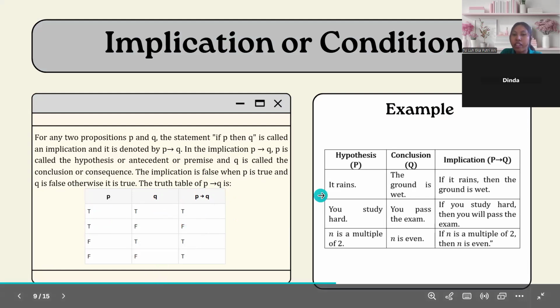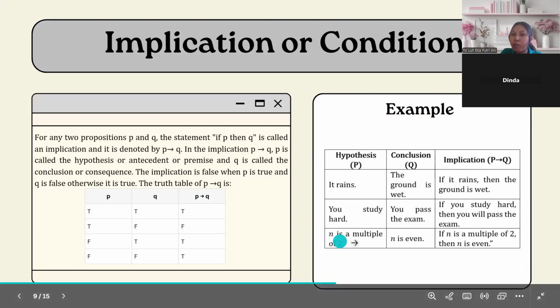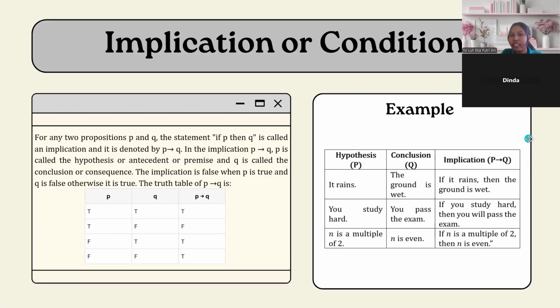For example, it rains, and the conclusion, the ground is wet. So if P then Q: if it rains, then the ground is wet. Okay, we also have P: n is a multiple of 2, and the conclusion Q: n is even. So if P then Q: if n is a multiple of 2, then n is even. Okay, do you understand?